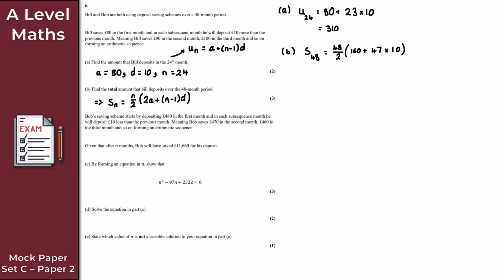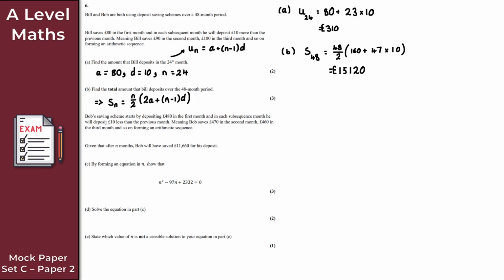At this point, just put all of this into your calculator. And if you do this correctly, then what you should obtain is 15,120. Given that we are talking about money here, I should probably put the correct currency symbol, so £15,120 there. So there we have it. That gives us the solution to part B.